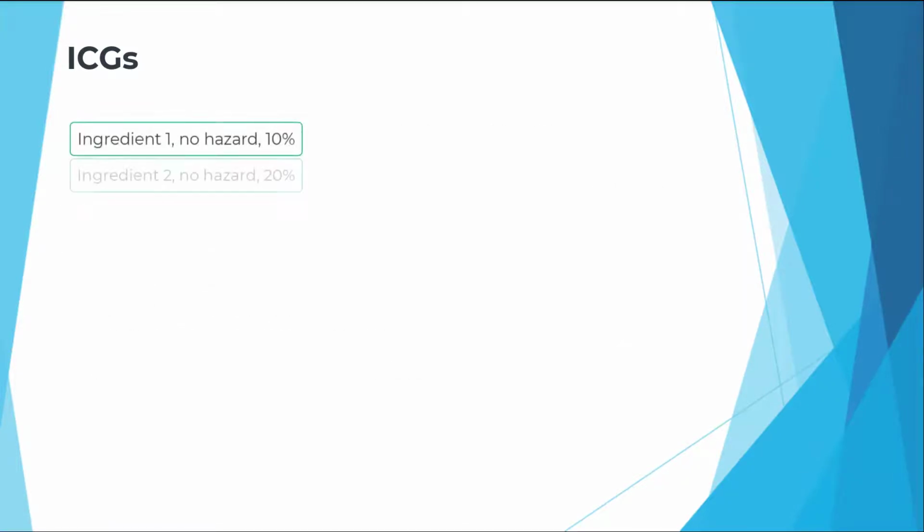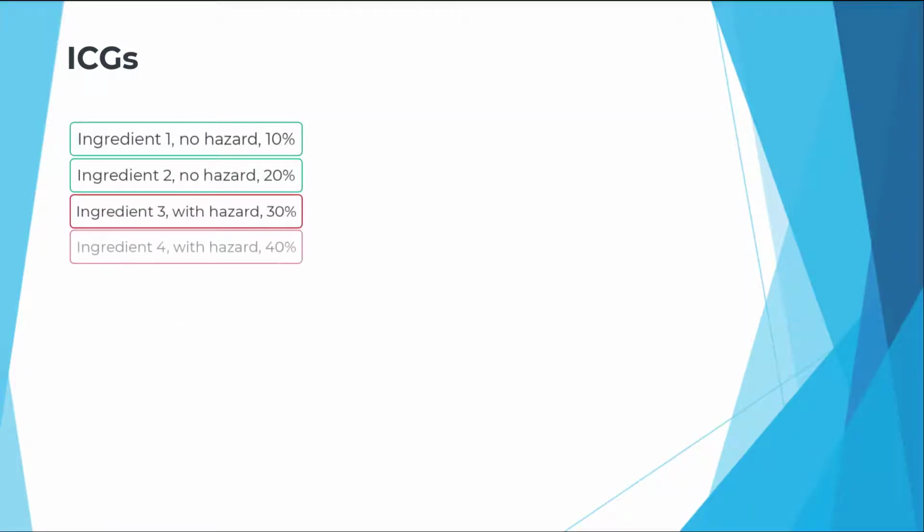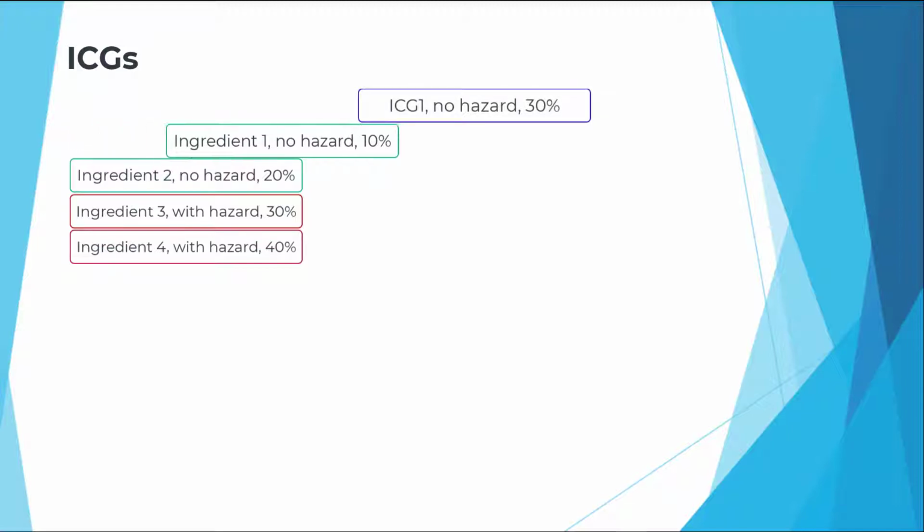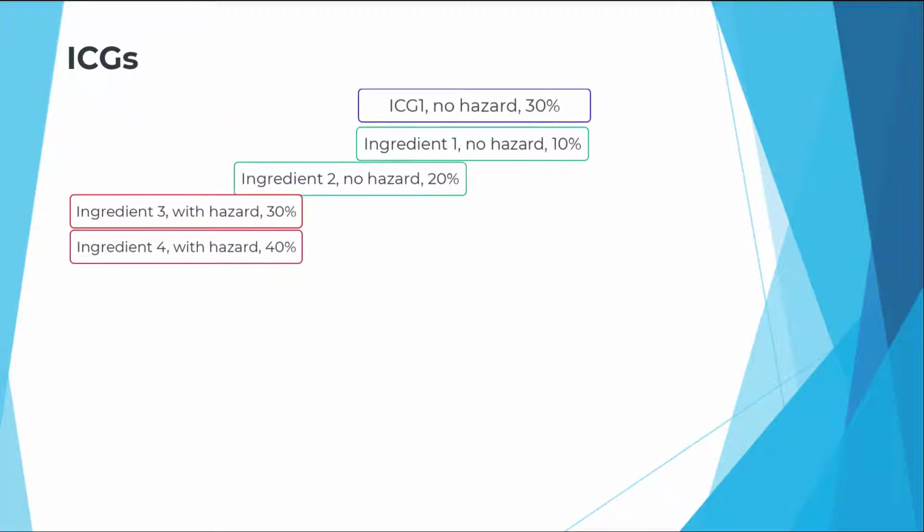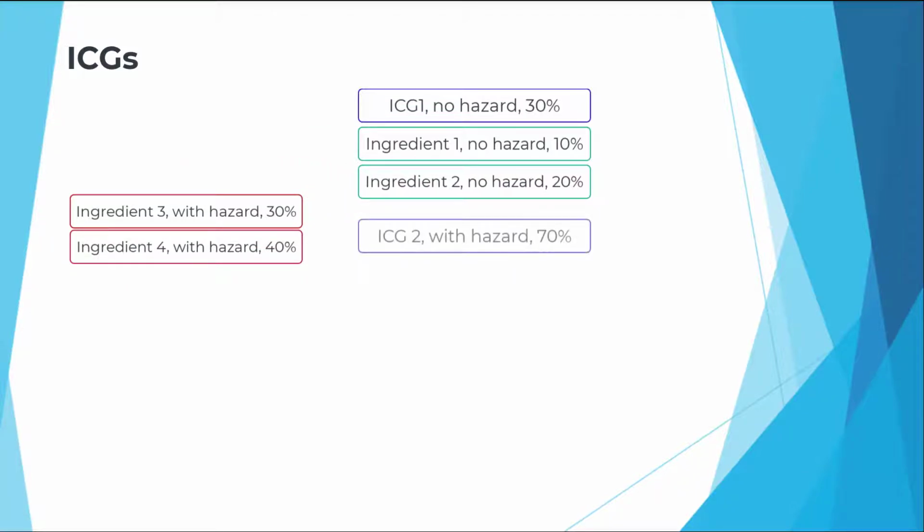Here is an example to illustrate this. We have 4 ingredients that belong to the same substance group. 2 of them have no hazards and 2 do have hazards. Thus, 2 ICGs are formed. One without hazards at 30% and one with hazards at 70%.